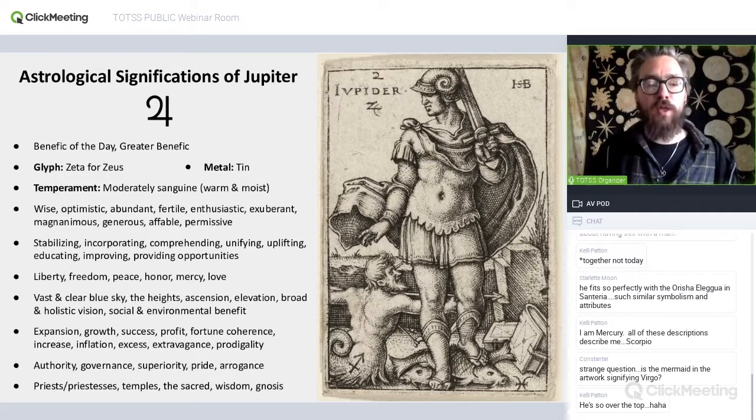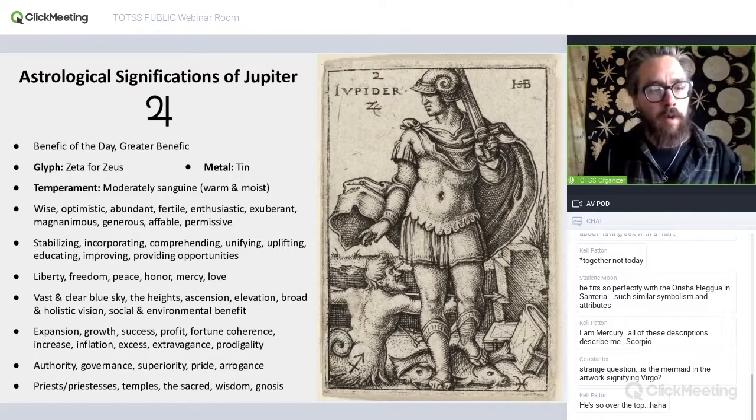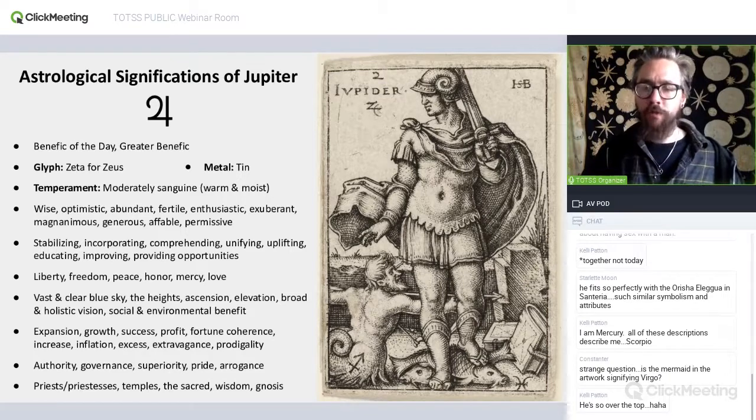And I really like to associate Jupiter with the sky by day, that sort of vast, blue, clear sky. I think that's all very Jupiterian. And if you remember anything like the Tibetan symbolism, connecting the blue sky as an image of the Rigpa, the primordial clarity of things, I think that's actually a nice thing to connect to Jupiter. Also, the heights, ascension, elevation, a kind of broad, holistic, total vision is very Jupiterian, and the ideas of social and environmental benefit are very Jupiterian.